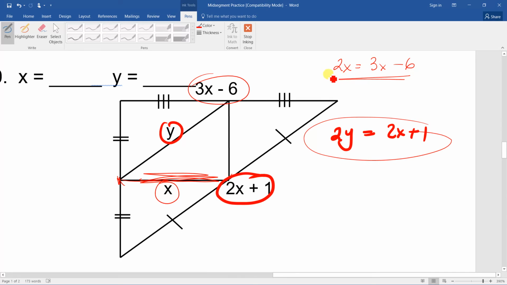Okay, so I'm going to subtract 2x from both sides like this. And I'm going to get 0 equals x minus 6, and add 6 to both sides. And I get x is equal to 6. Now I found that. x is equal to 6.